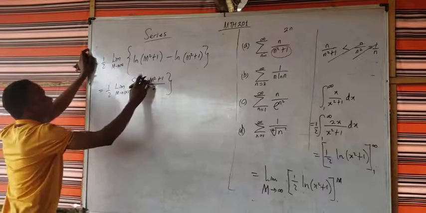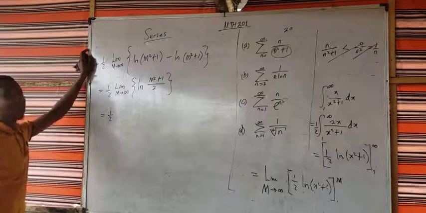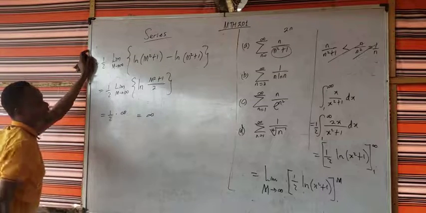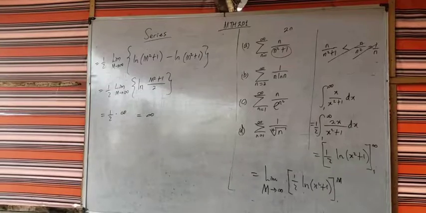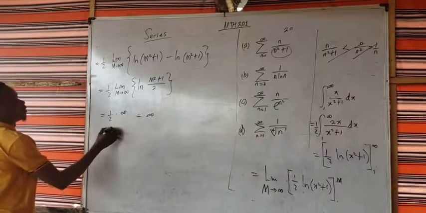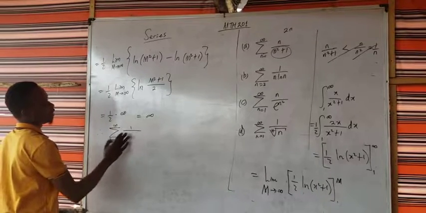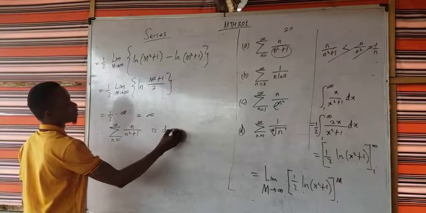So what's the limit of this as m approaches infinity? Infinity. So that's going to be 1 over 2 multiplied by infinity. So at the end of the day, you have infinity. That means the series diverges. Is that clear? If it gave you a real number, that means it is convergent. Can you remember that? Therefore, the series from n equals 1 to infinity of n over n squared plus 1 is divergent.